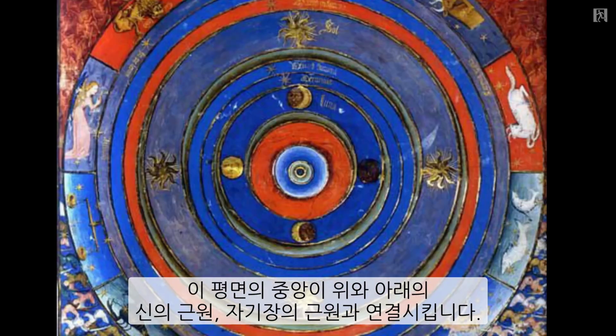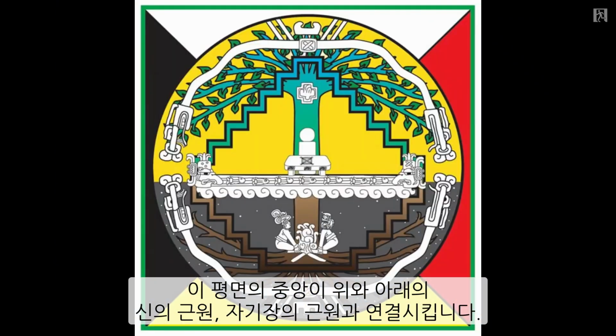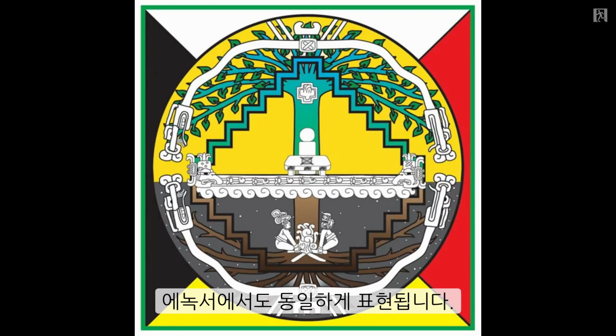The connection at the center of this plane, connecting the above and the below. The source of God, the source of magnetism. The book of Enoch is also consistent.